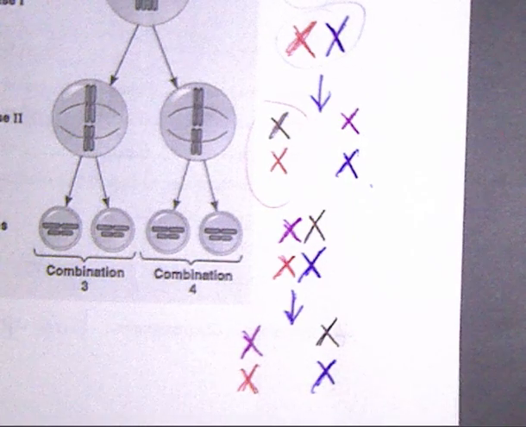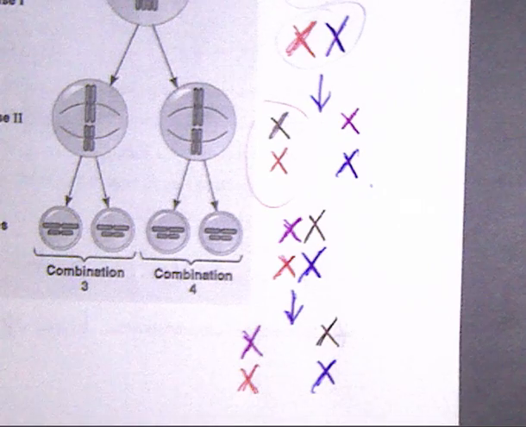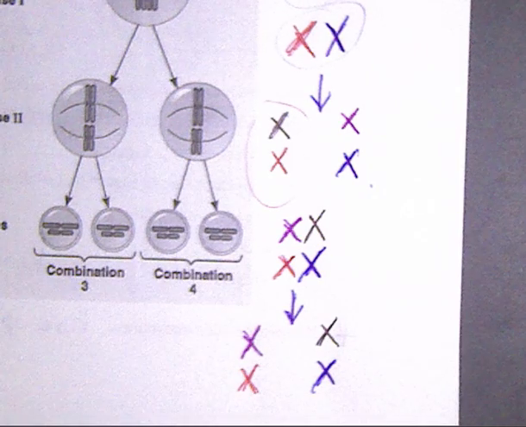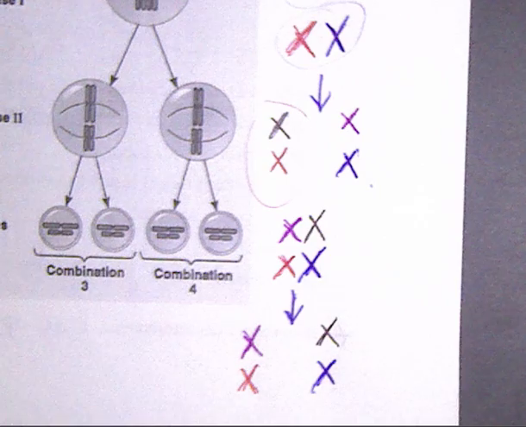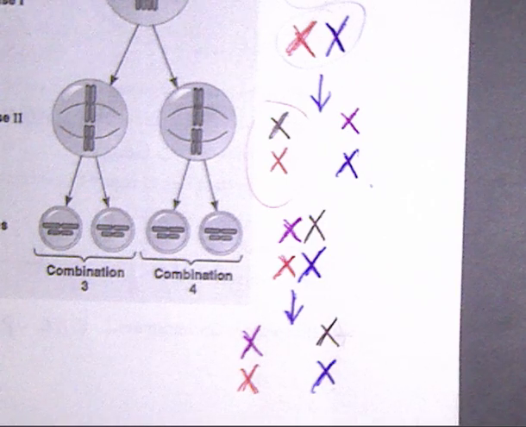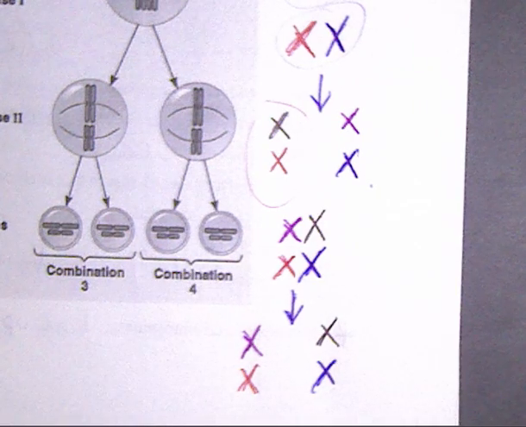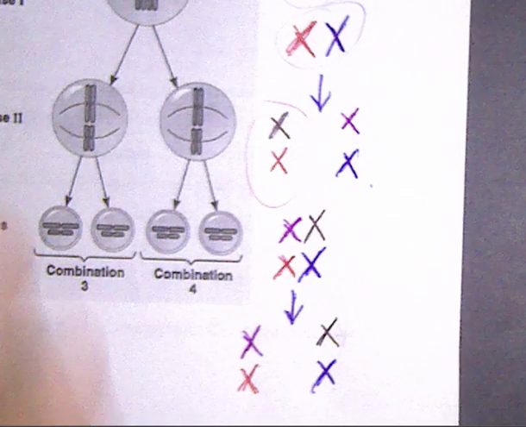So depending on how my chromosomes line up, I could end up with differences in my cells. The combinations of the genes that are there are going to be different. Another second source of genetic diversity.